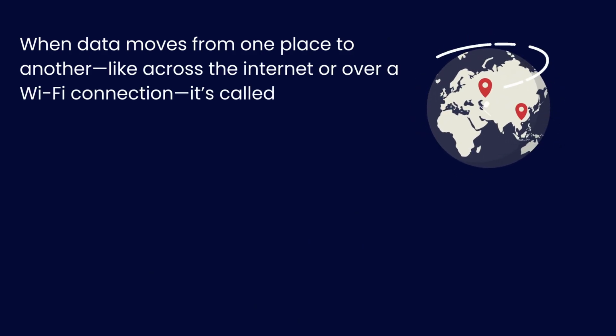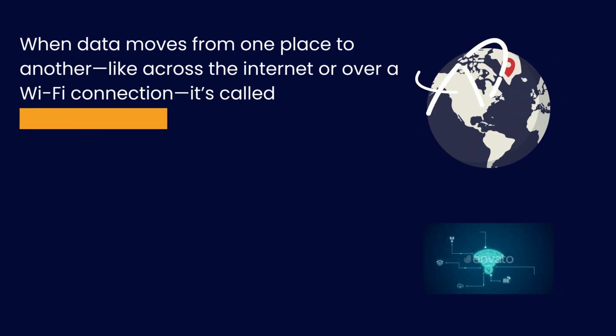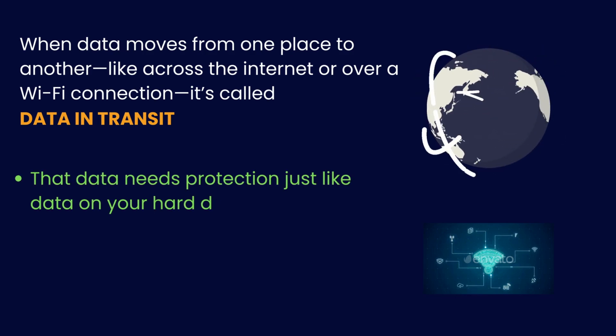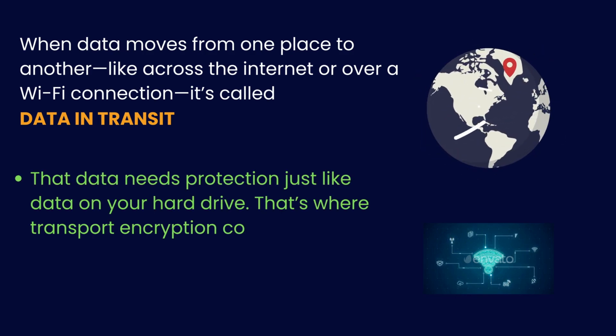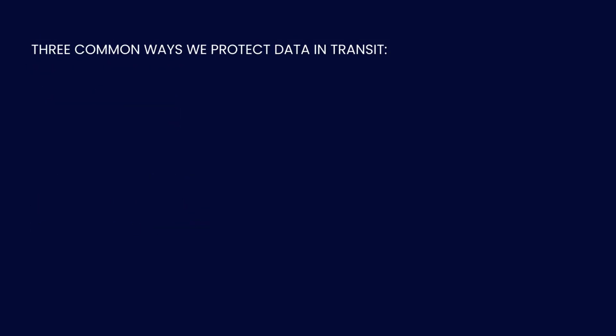When data moves from one place to another, like across the internet or over a Wi-Fi connection, it's called data in transit. That data needs protection, just like data on your hard drive. That's where transport encryption comes in. Here are the 3 common ways we protect data in transit.